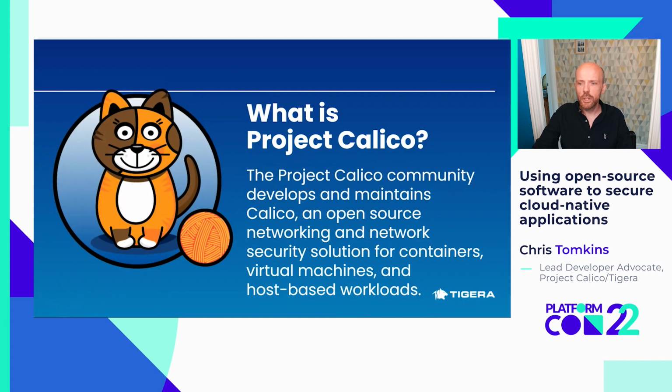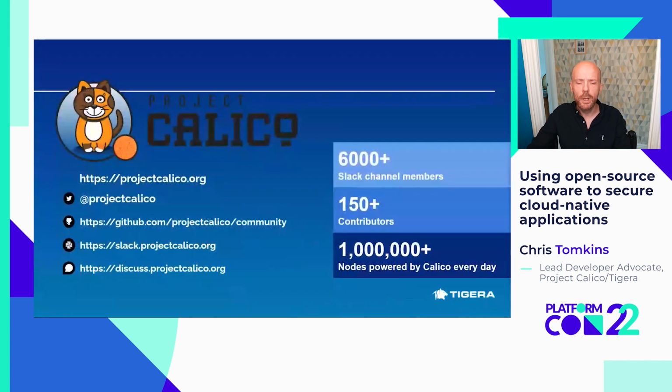So briefly, what's Project Calico? Well, it's an open source networking and network security solution for virtual machines, containers, and host-based workloads. There's a lot more to say, but it's a short session, so just to let you know, we have over 6,000 Slack channel members, over 150 contributors, and over 1 million Kubernetes nodes powered by Calico every day.